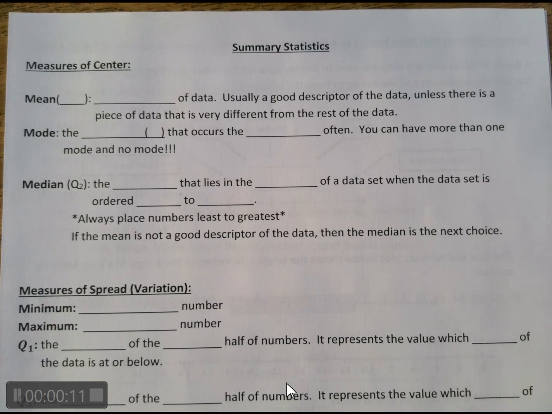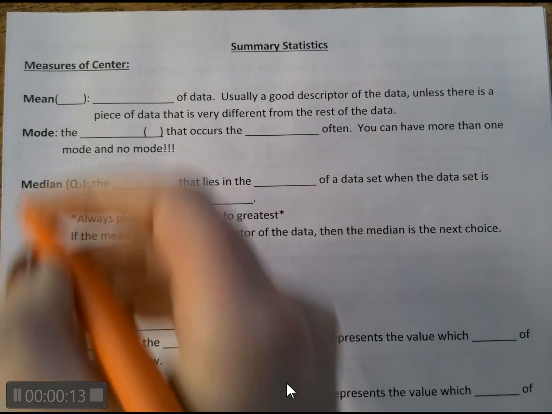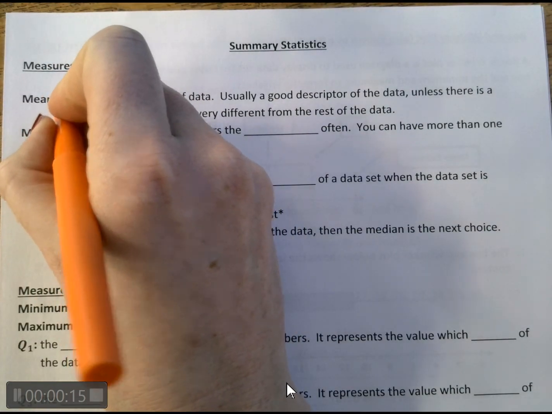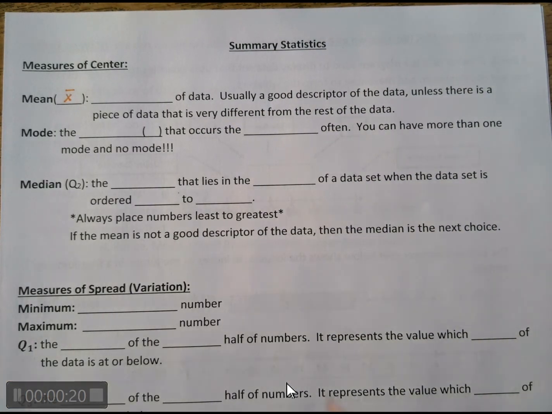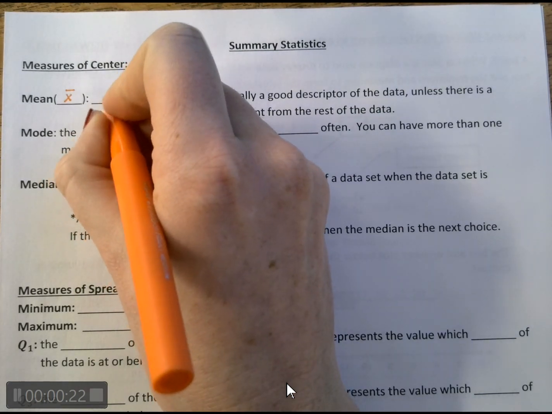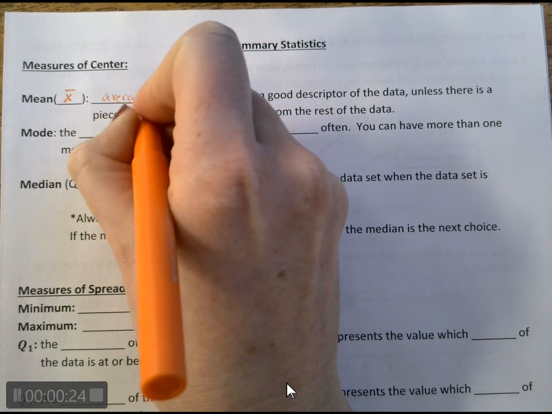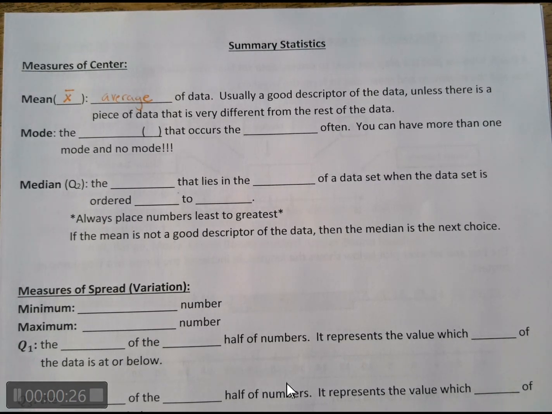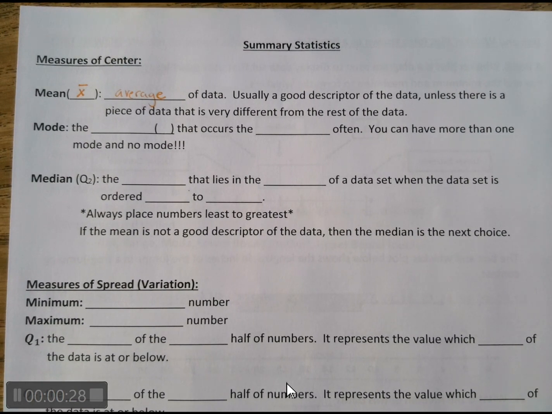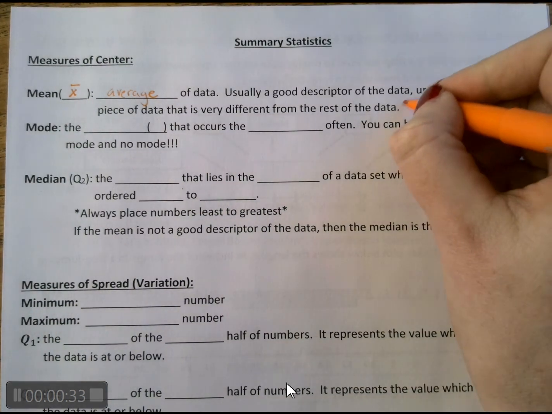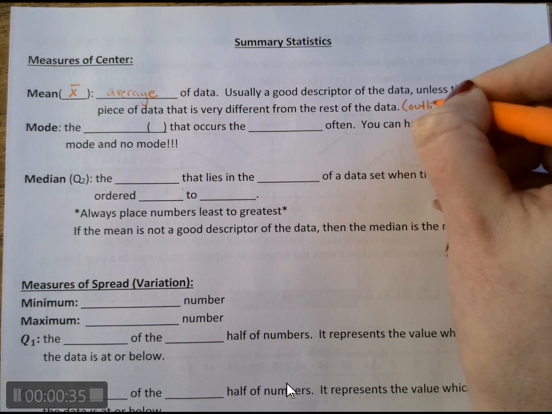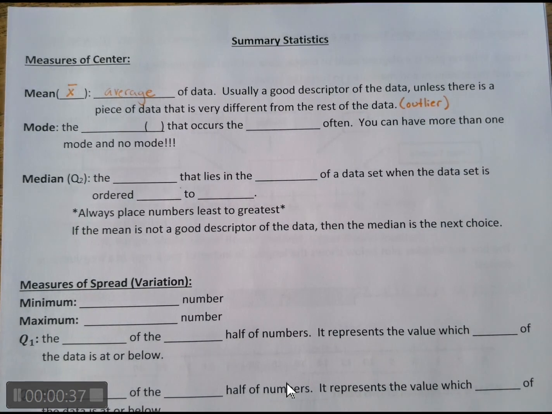So yesterday we talked about our mean, and another way to show that we're talking about our mean is going to be an X with a bar over top of it. So that's going to be X bar. And as we talked about yesterday, it was the average of our data, which is usually a good descriptor of data unless there is a piece of data that is very different from the rest of the data, or in other words, an outlier.